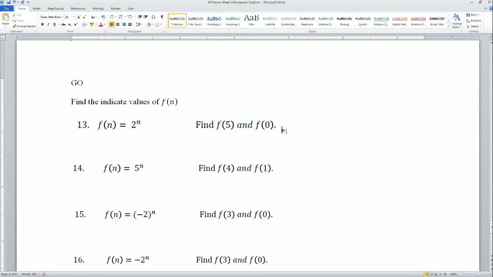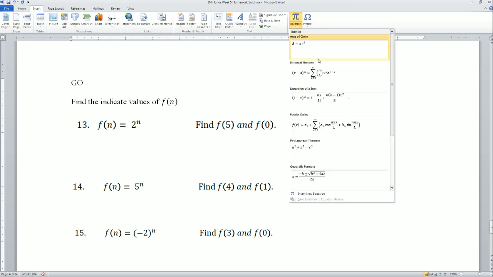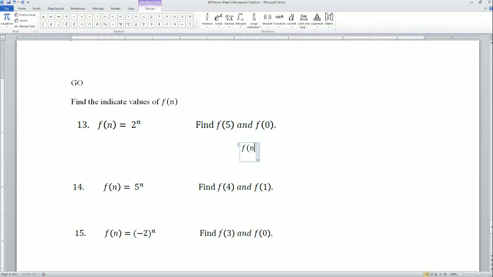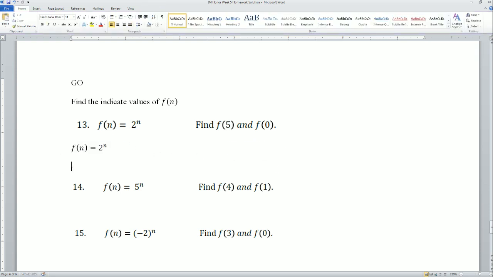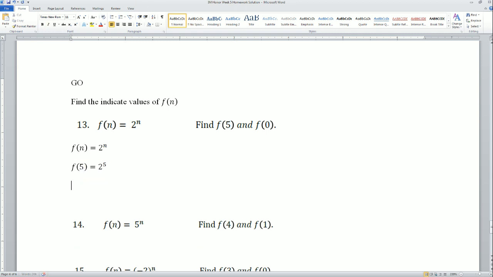Next, here's the goal. It asks you to find the indicated value of f of n. Find f of 5 and f of 0. Okay, so let's just plug this in. You're looking for 2 to the n. Let's find the first one. This is going to substitute 5 here for n. So plug in 5 there. 2 to the 5th power is 32. Okay, you can say that that is going to be equal to 32.